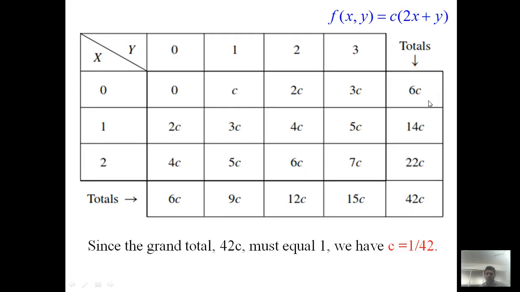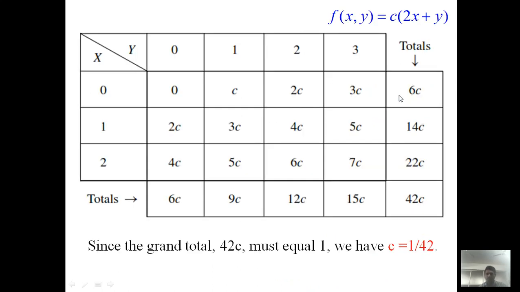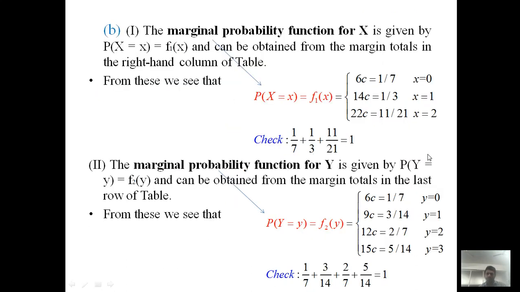Now when x is 1, the marginal probability function is 14c. But c is 1 by 42, so 14 by 42, that is 1/3. Similarly, when x is 2, it takes the value 22c, but c is 1 by 42, so simplification leads to 11 by 21.